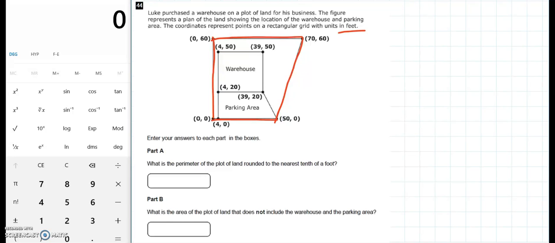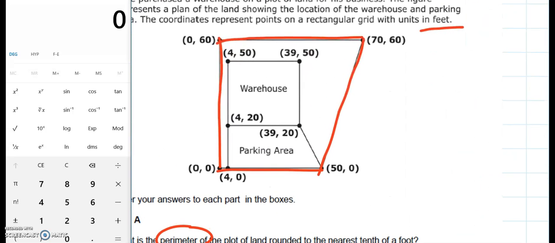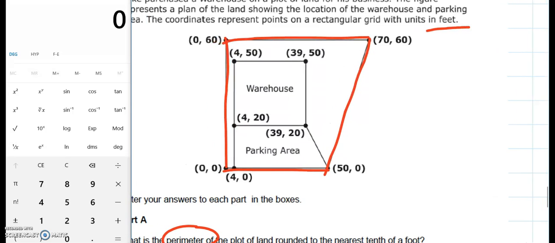So part A says, what's the perimeter of the plot of land rounded to the nearest tenth of a foot? So for finding perimeter, we need to add up all of the sides. Now, I'm going to start with the bottom length. If we're going from 0, 0 to 50, 0, that means we've gone to the right 50 units. In other words, 50 feet. So the bottom length here, I'm going to label in, is going to be 50 feet.